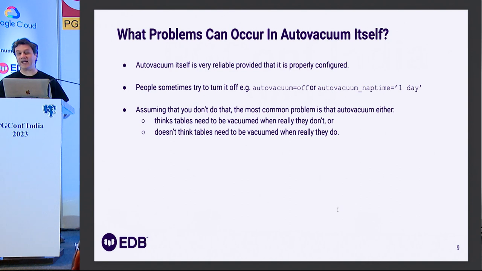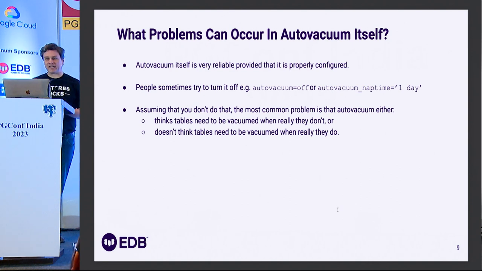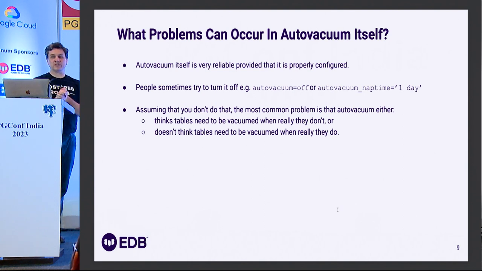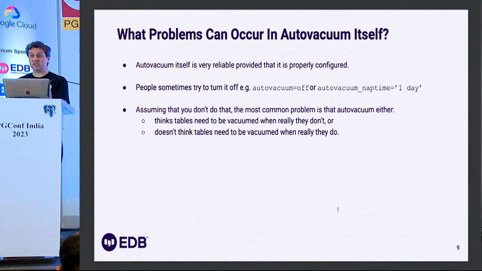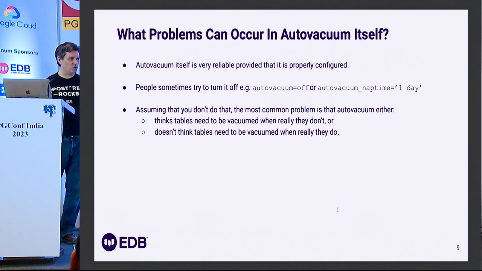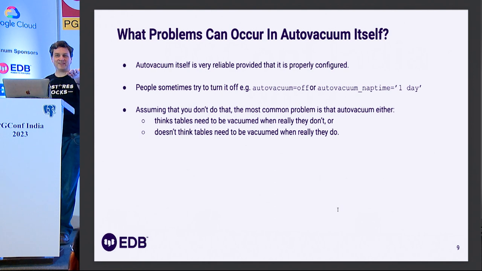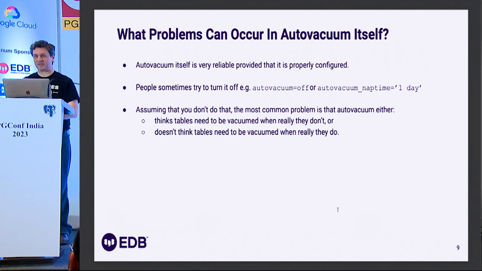Assuming you don't do something like that, and please do not do something like that, then the most common problem is that autovacuum is making poor decisions about which tables to vacuum. It either vacuums tables that really don't require vacuuming, or it doesn't vacuum tables that really do require vacuuming. So here again, we see the difference between what autovacuum thinks it's doing, which is applying some rule, and what the human being wants, which is we'll do it at the right time. It doesn't know what the right time is. Maybe you know that because you're smarter than a computer, but it only knows the rules that it's been given.